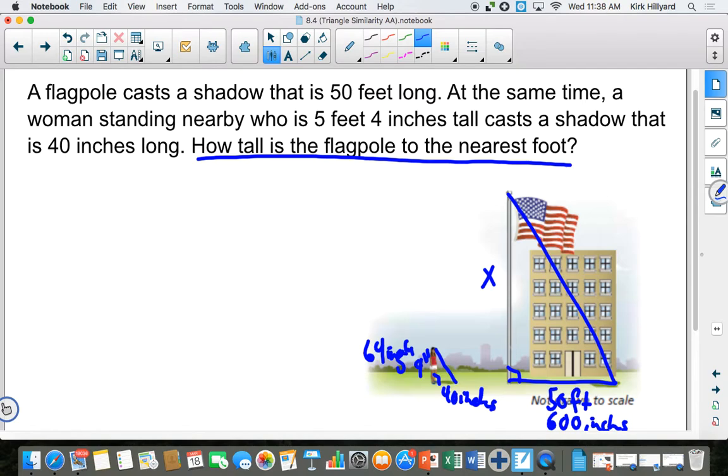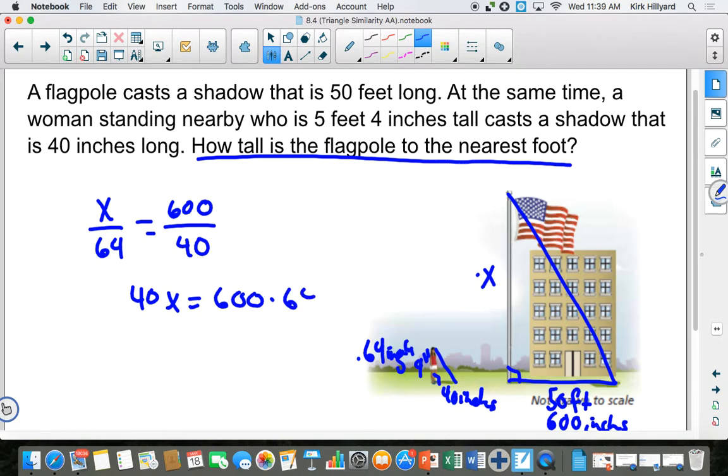So everything is now in inches, so then we can compare. We know that X is to 64, the height of the flagpole is to the height of the lady, and the shadow is going to be 600 inches over the shadow of the lady, which is 40 inches. So you can cross multiply, and we would have 40x is equal to 600 times 64. And you can divide by 40, and that's going to give you the height of the flagpole.